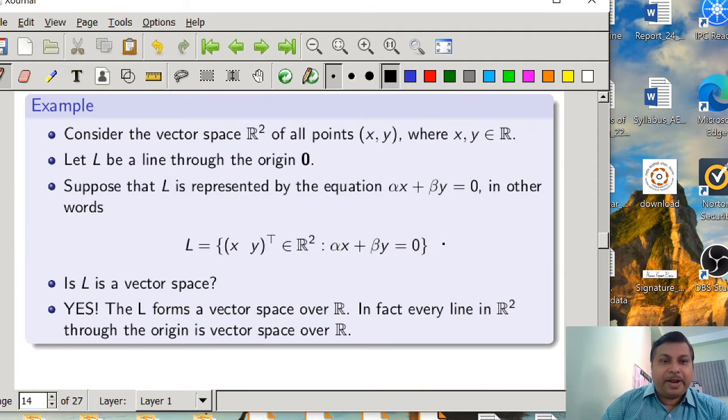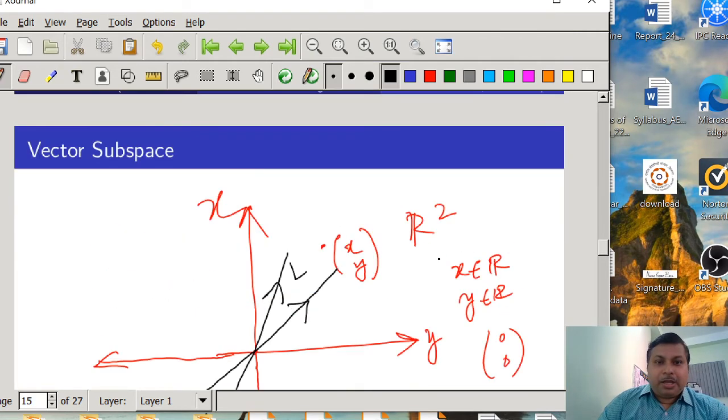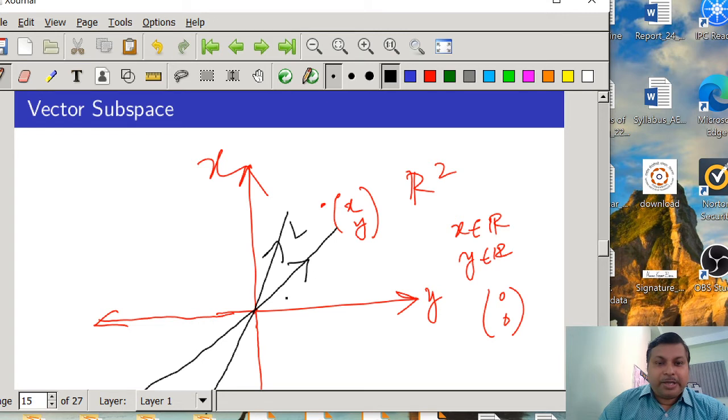So how will we write all such lines which pass through the origin? Here it is defined. Suppose that L is represented by the equation alpha x plus beta y equal to 0. So this is the equation of a straight line which is passing through the origin. In other words, L is a set of points satisfying alpha x plus beta y equal to 0, where x and y belong to R2. Now you see we are in R2, but we are talking about such lines which are passing through 0. What is the dimension of L?